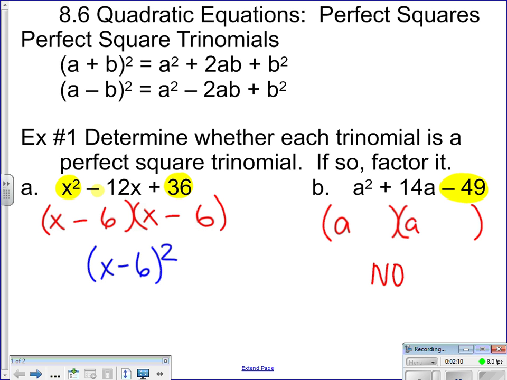However, if I was to change the 49 into a positive 49, now I can do the problem. Because 7 plus 7 makes 14, and 7 times 7 is 49. Now remember, you're not allowed to change the number in the problem. I'm just showing you that if it was a plus, then you would have been able to do the problem. And you would have written x plus 7 squared.